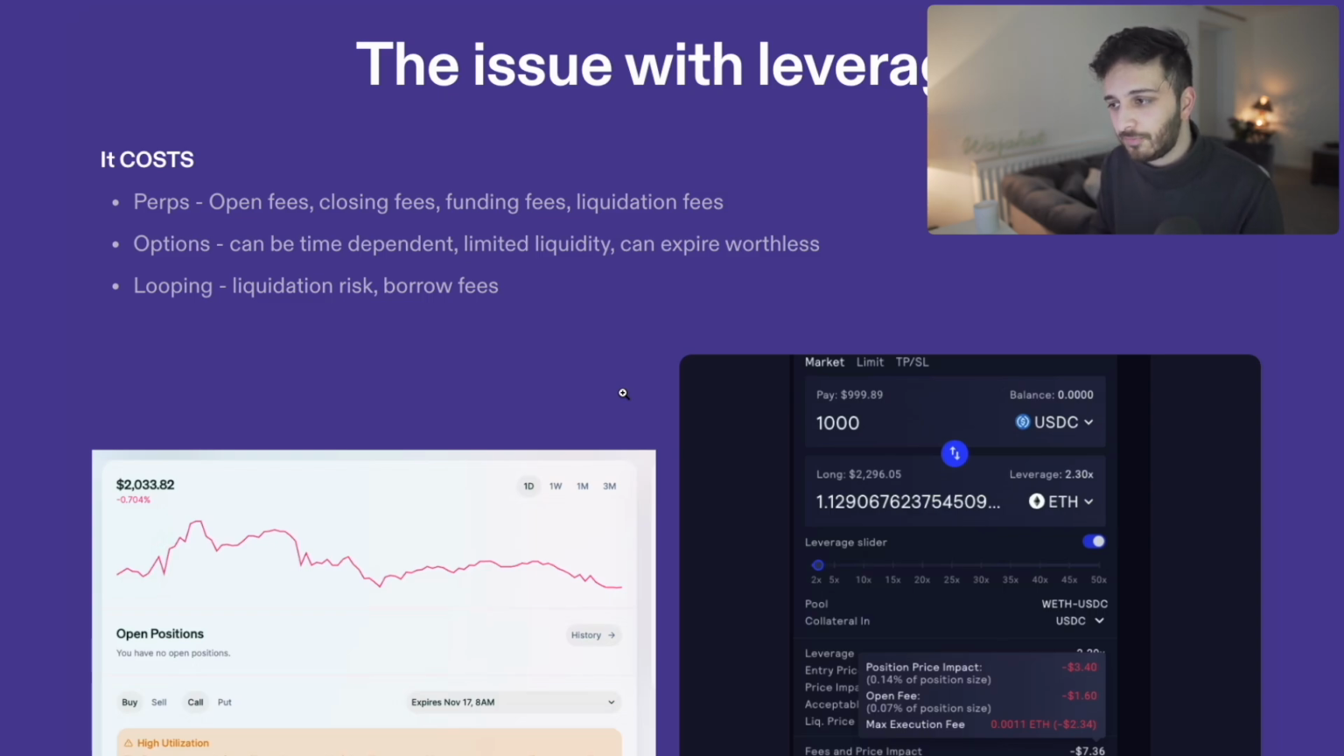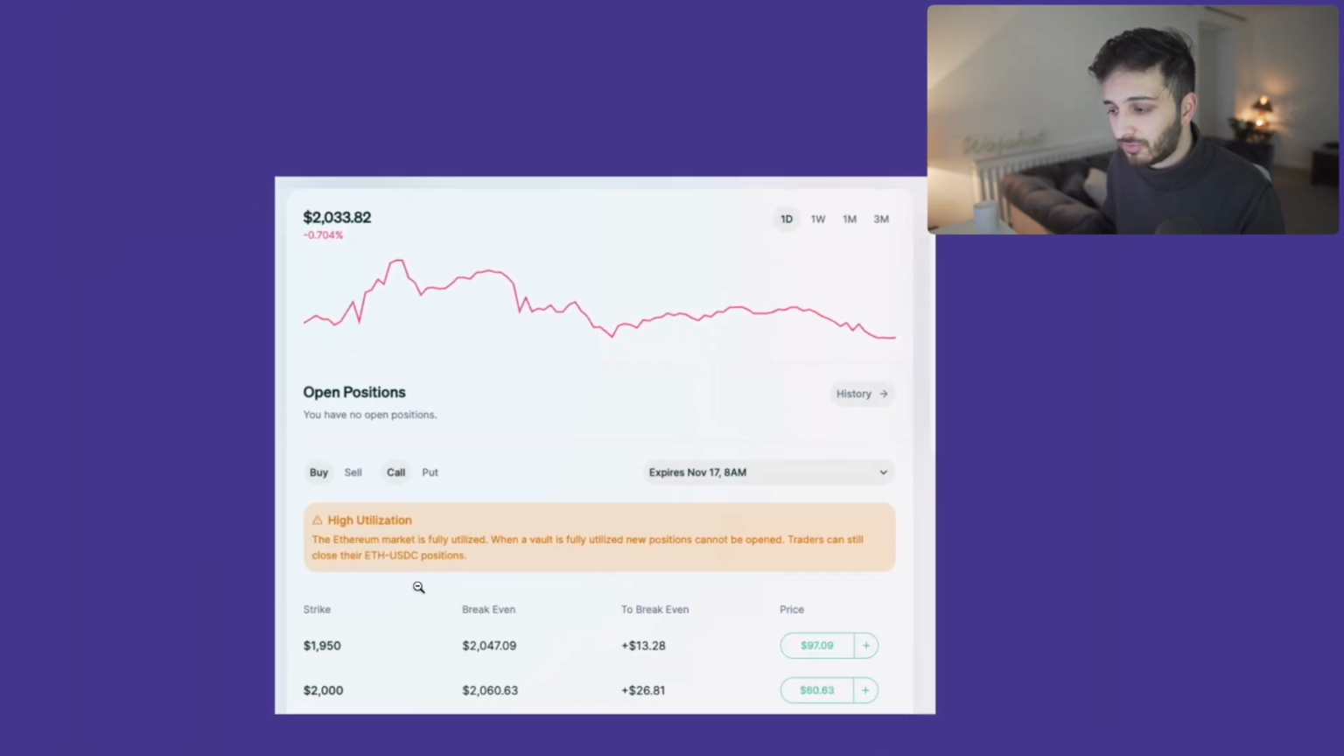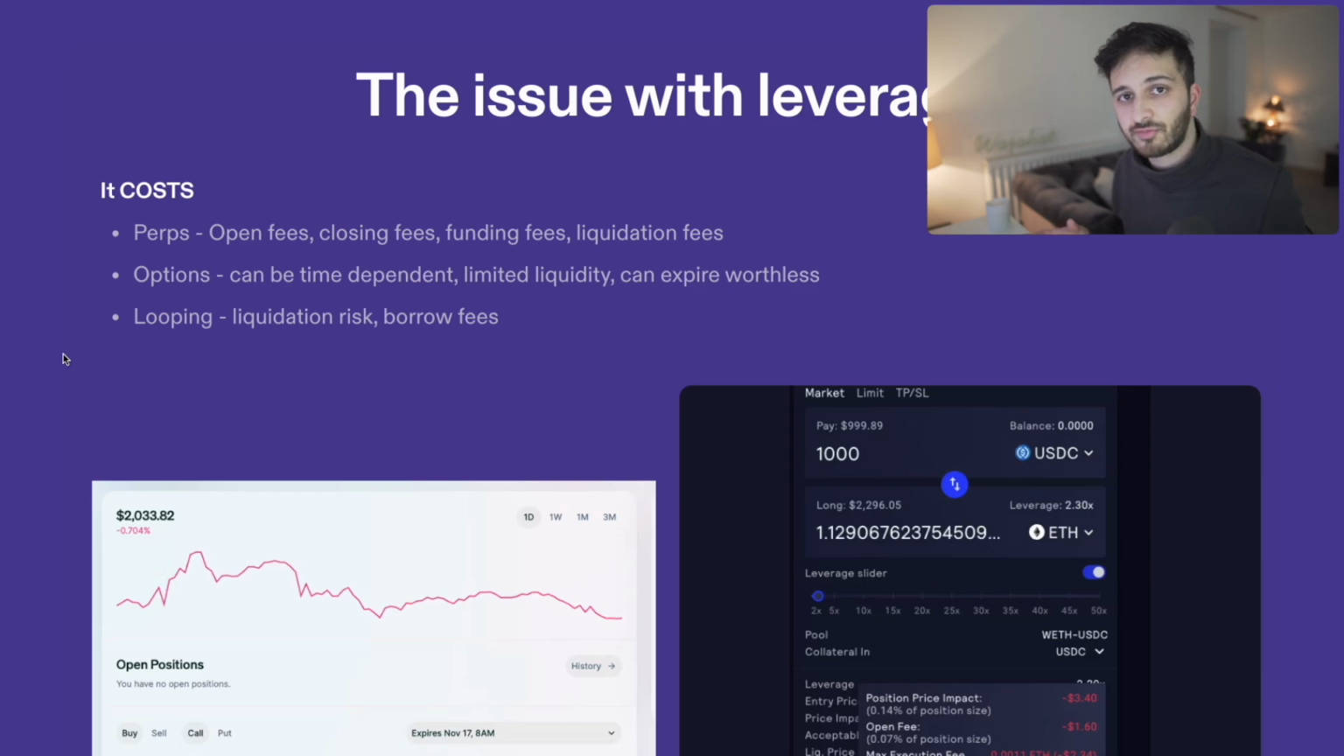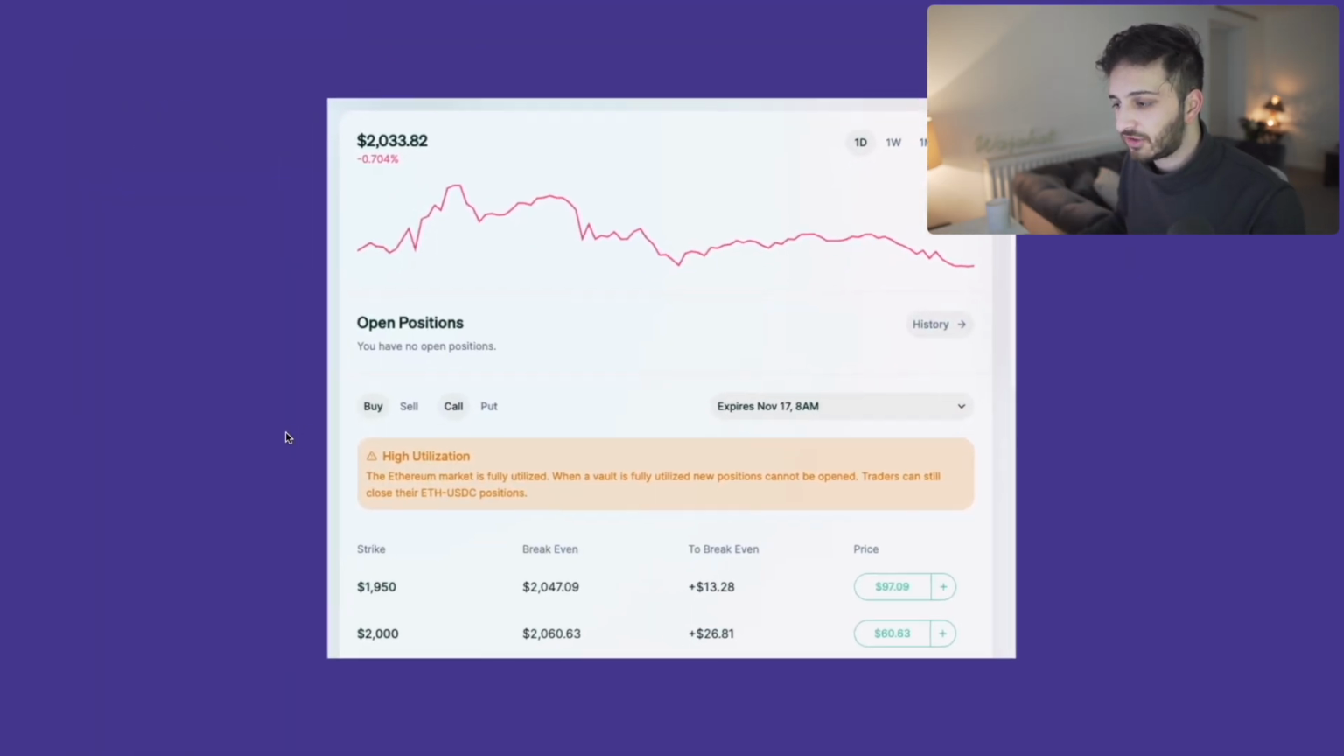The second one is options. Now, the second problem that we have comes with options. And let's take a look at this picture. This is a picture that I took from Lyra a while ago in November. Sorry, it has taken me a while to make these slides and I have been a little bit slow with it. So that's my bad on that. You can see that for those of you who don't know, Lyra is an on-chain options protocol.